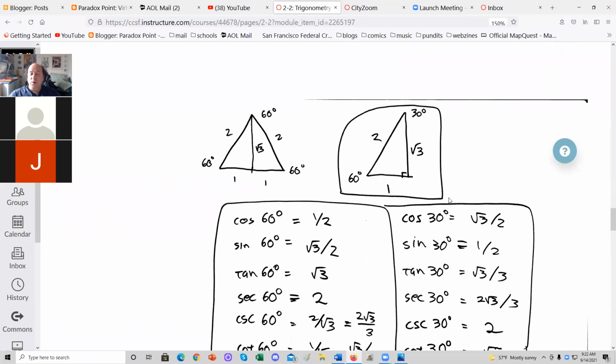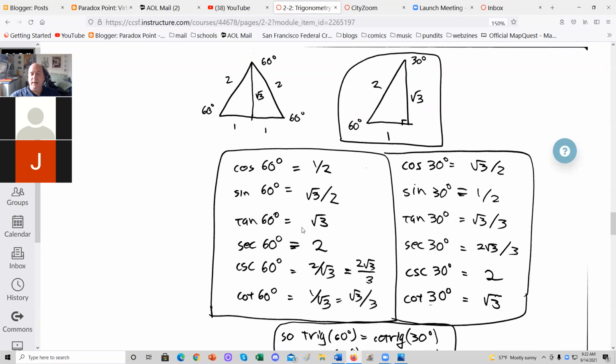And we can read off cosines and sines for 60 degrees and 30 degrees. Cosine of 60 is adjacent over hypotenuse, 1 over 2. Sine of 60 degrees is opposite over hypotenuse, root 3 over 2. Now, for cosine and sine of 30 degrees, root 3 is adjacent to it, so cosine is root 3 over 2. Sine is opposite 30 degrees over 2, 1 over 2.